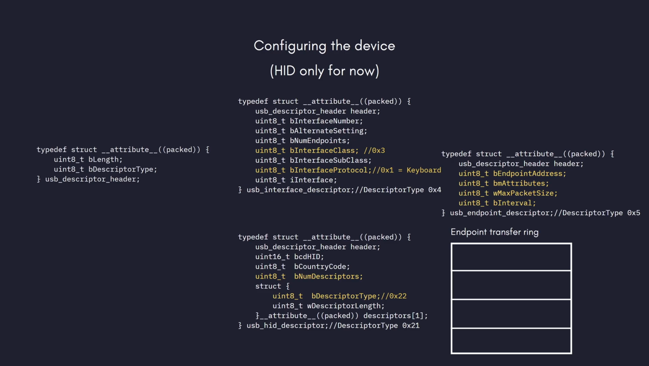So that's actually our third transfer ring if we think about it. The first one is the command one that we use to connect to the XHCI controller. The second one is the transfer ring for the entire device, which is really for endpoint 0 of the device. And the third one is for the endpoint that we've just discovered and configured.